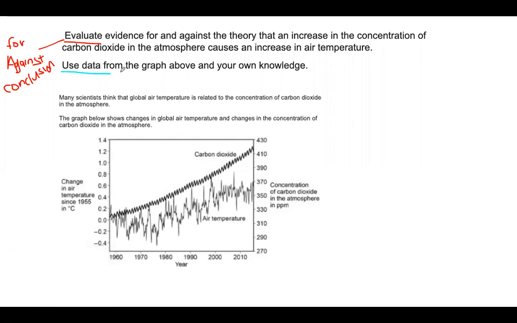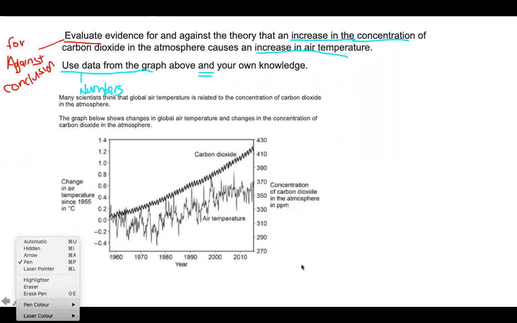Use data, numbers. And your own knowledge, and so you have to think about what to include, things that you know about global warming. So we need to talk about why an increase in concentration causes an increase in temperature. So, okay, let's try and do this without losing our mouse.